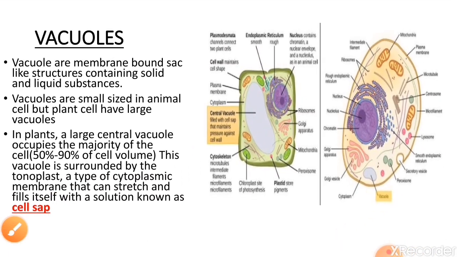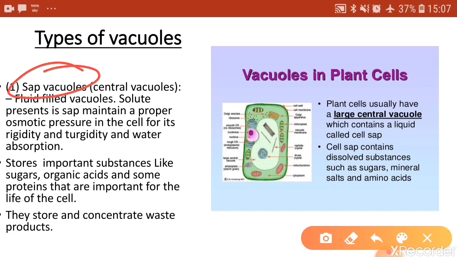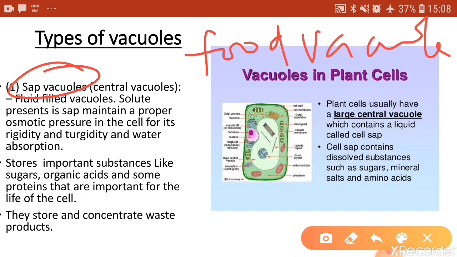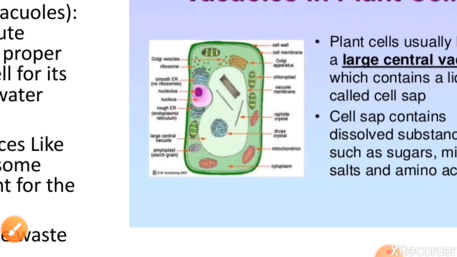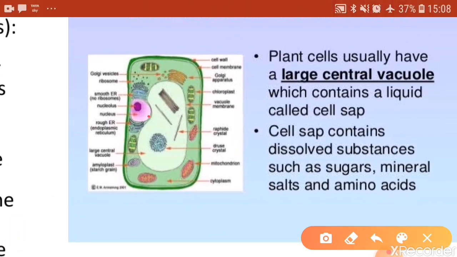Now let us discuss the different types of vacuoles. Vacuoles are of three types, right? There is the sap vacuole, then I will be telling you about the food vacuole, which you might be aware of, and there is another kind of vacuole called a contractile vacuole. Let us first know about the sap vacuole or the central vacuole. As I have just told you, the sap vacuole is a fluid-filled sac which occupies the center of the cell, and it has a liquid called the cell sap.